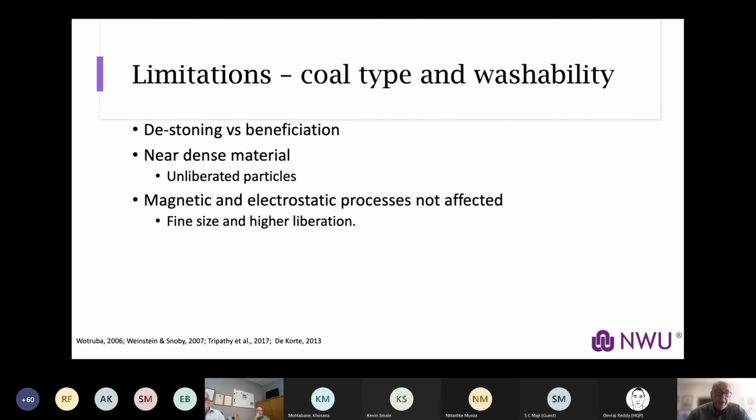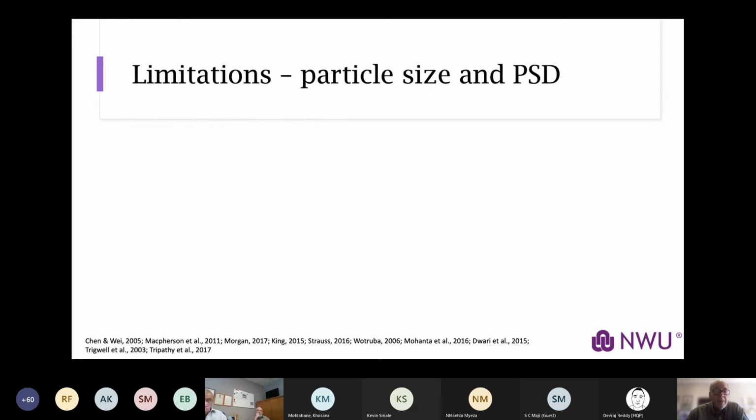But the magnetic and electrostatic processes are not affected really, because you have to crush finer and you have higher liberation, and therefore you can easily get a black-white cut on those technologies. How useful that will be in a mineral processing environment, I'm not too sure.